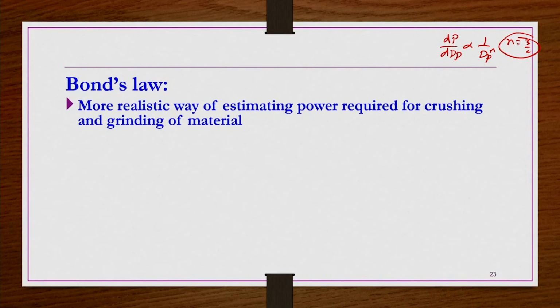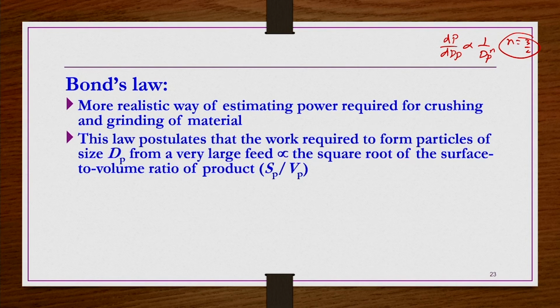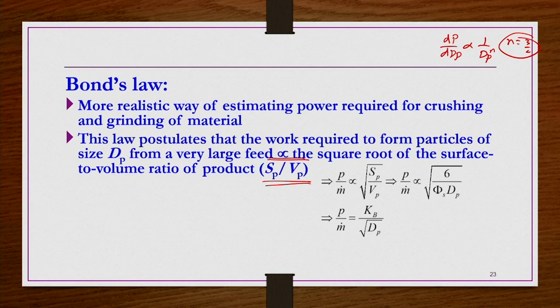It has been found that Bond's law is a more realistic way of estimating the power required for crushing and grinding of material, because this law postulates that the work required to form particles of size dp from a very large feed is proportional to the square root of the surface to volume ratio of the product. So, P by m dot is proportional to the square root of Sp by Vp of the product that is going to form.